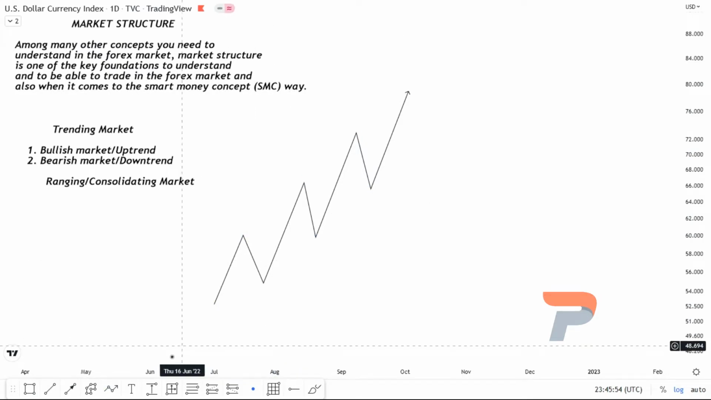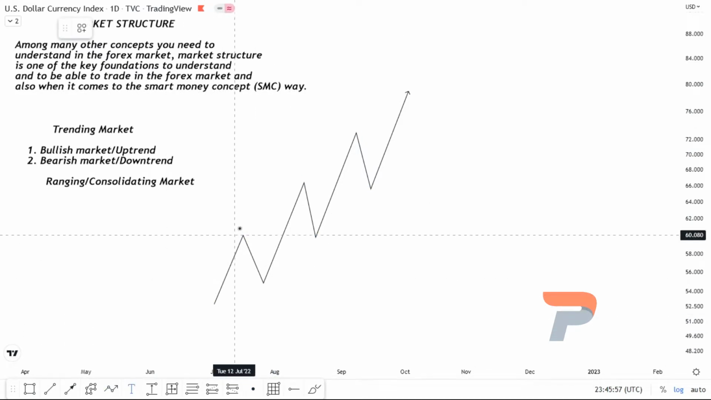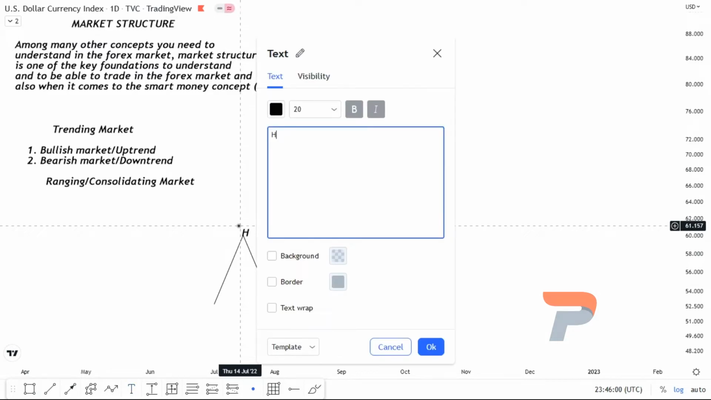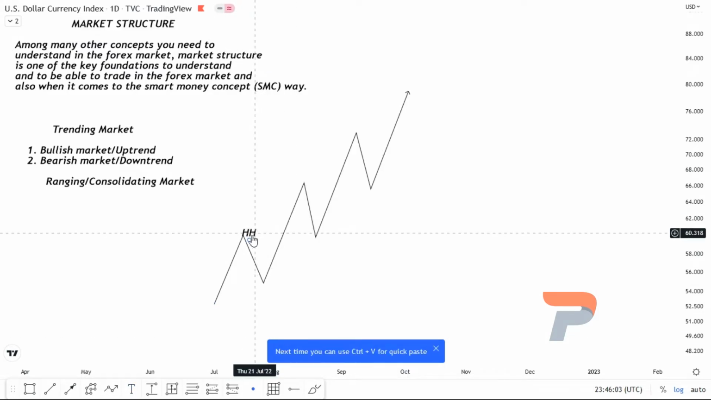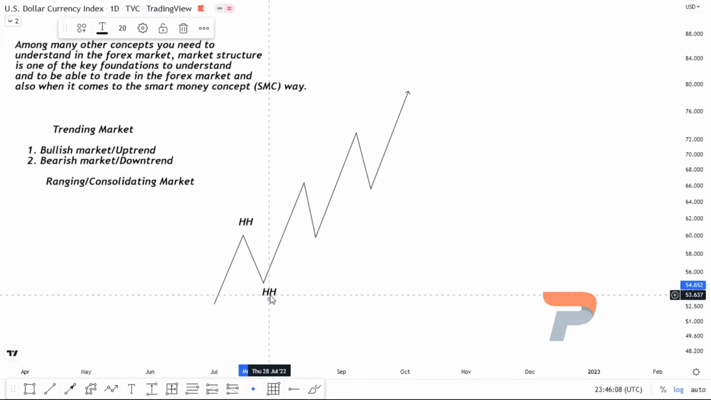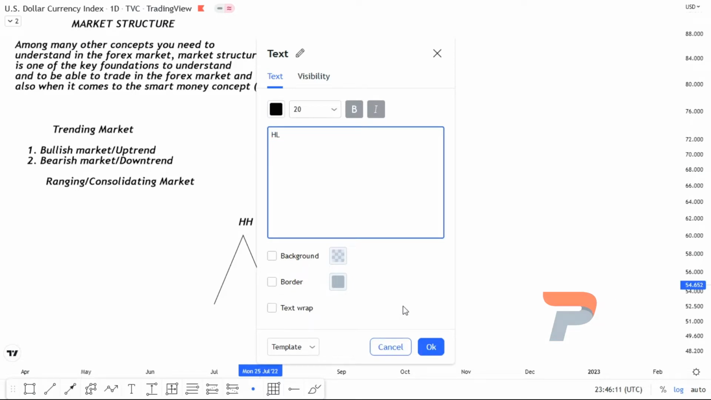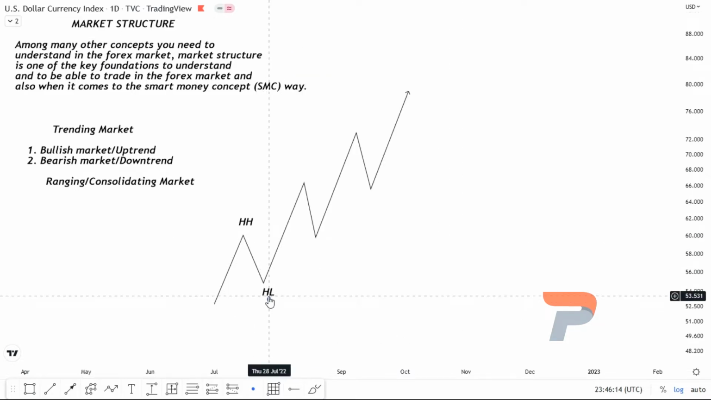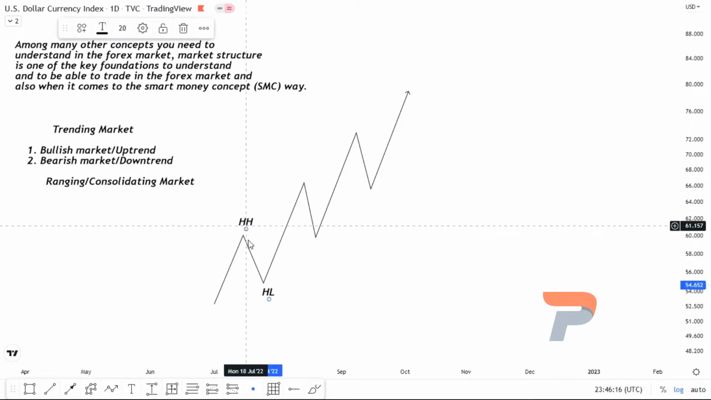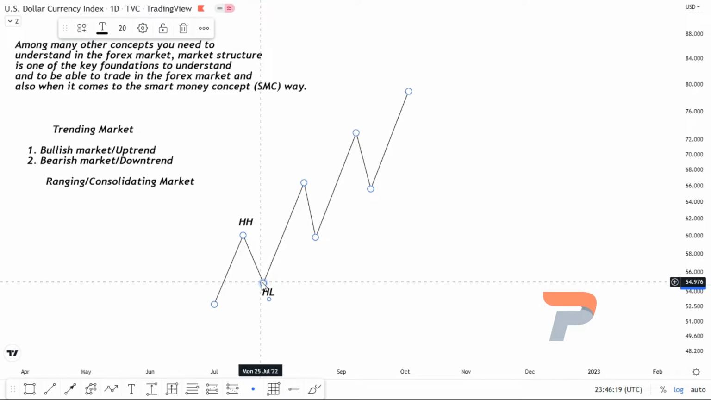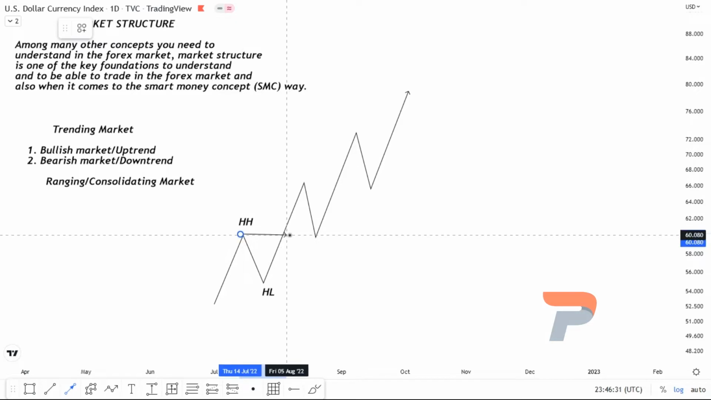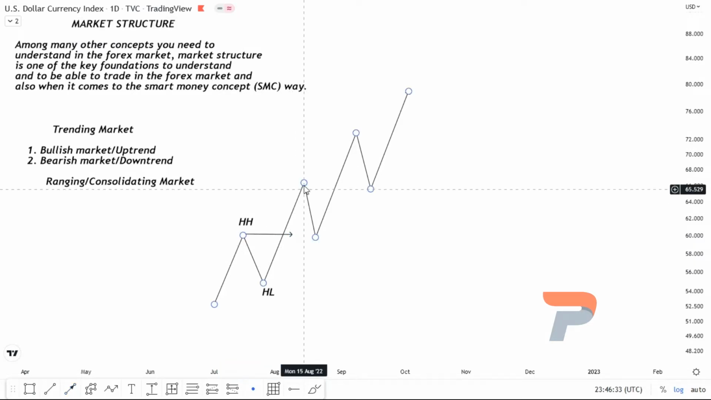So what is price printing here? Price is printing higher highs. At this place we have our first higher high, and then what do we have here? We have our higher low. So the market prints a first higher high, comes back to form a low. Then what happens? The market breaks the previous higher high. So this is the higher high we have here. The market breaks this higher high to give us a new higher high.